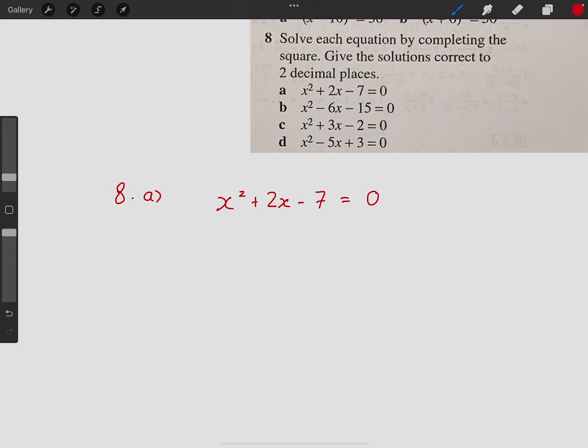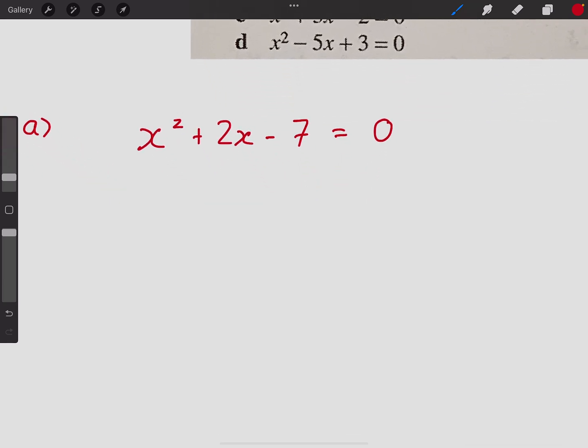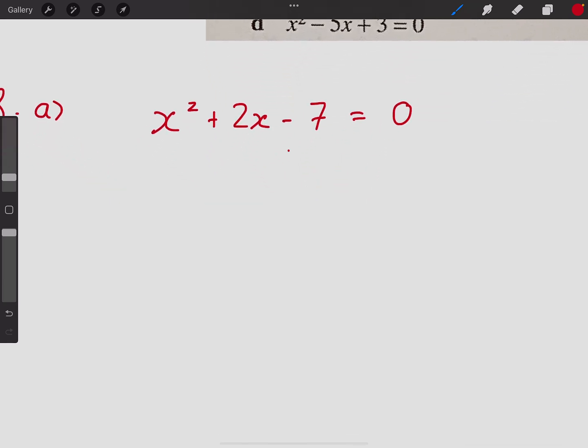Now if you've forgotten how to complete the square, I'll just give you a quick revision here. So what we're going to do is add 7 to both sides. Get the constant and move it to the other side. So what you're going to have is x squared plus 2x is equal to 7.